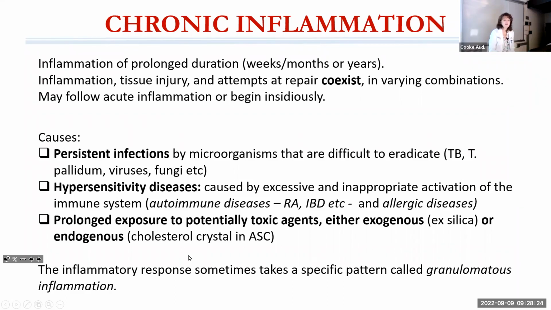Persistent infection, usually by microorganisms difficult to eradicate, and you know the TB infection, treponema, different viruses, fungi. Another cause is hypersensitivity disease caused by excessive and inappropriate activation of the immune system. Also prolonged exposure to potentially toxic agents, which can be either exogenous, for example silica, when you learn about this in lung pathology, or endogenous, as in cholesterol crystals in atherosclerosis. We're going to take some time to talk about a specific pattern of chronic inflammation called granulomatous inflammation, and I'm going to show you a lot of pictures of that.